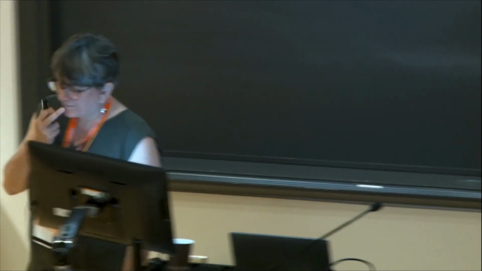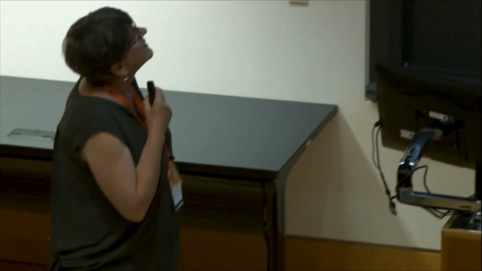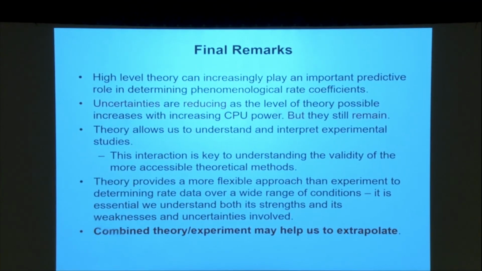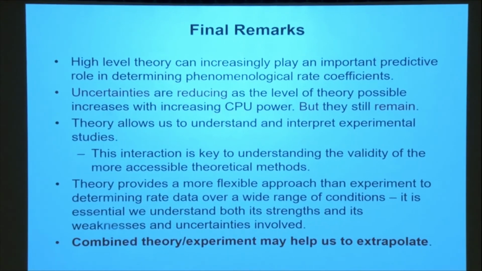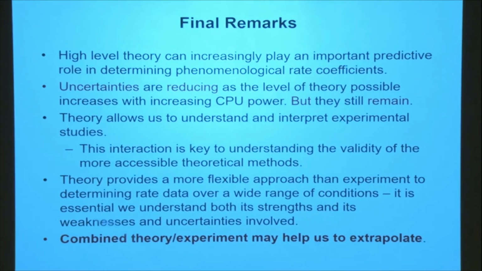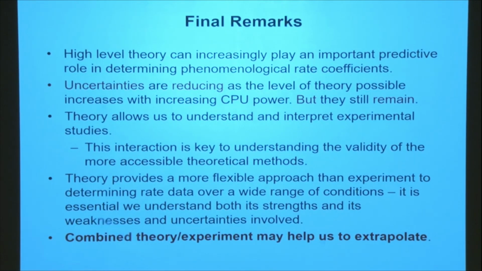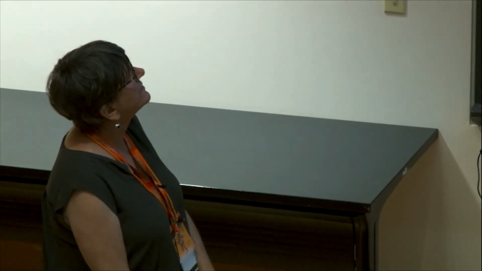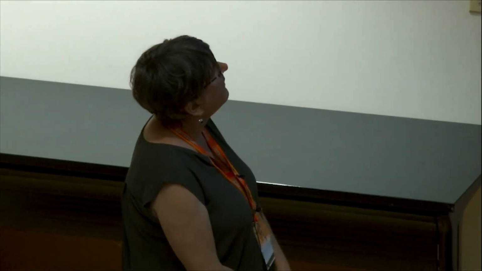Okay, so final remarks for today. High-level theory, I think, is playing an increasingly important role in predicting rate constants that we can use in our combustion models. And better computer resources and better model descriptions of our systems are giving us uncertainties that are reducing rapidly over the years, really. But for larger molecules, we've still got limitations on CPU power. And so we've still got uncertainties remaining from using theory in an a priori way.